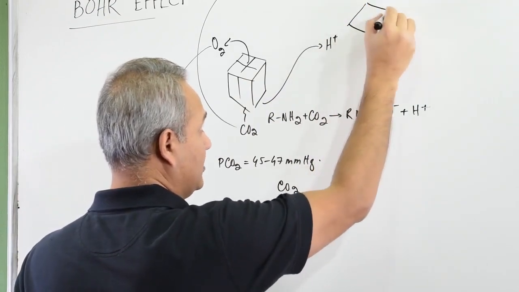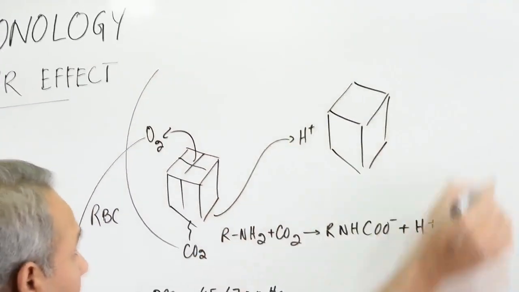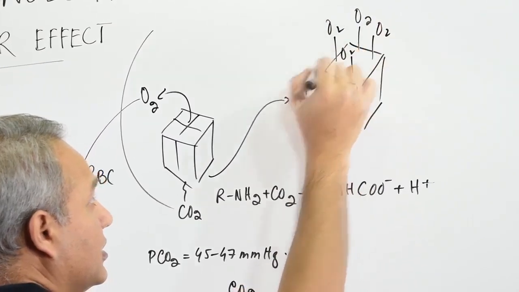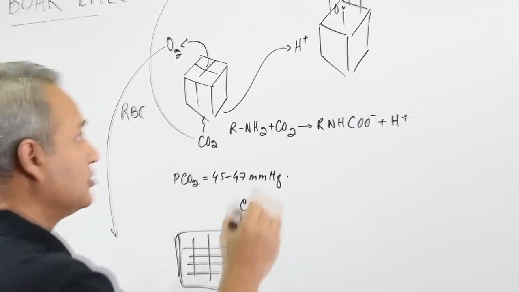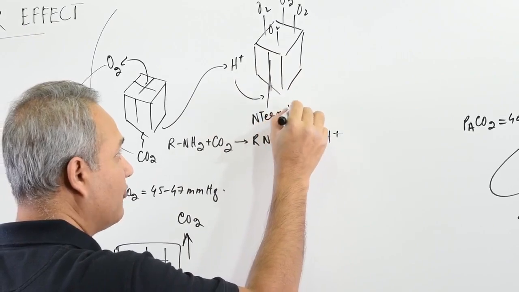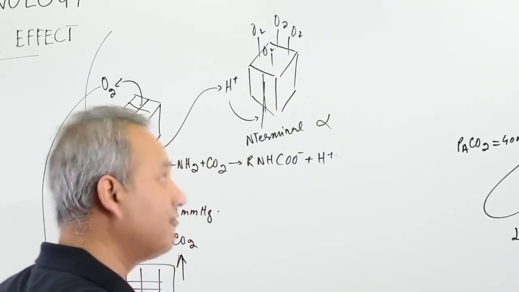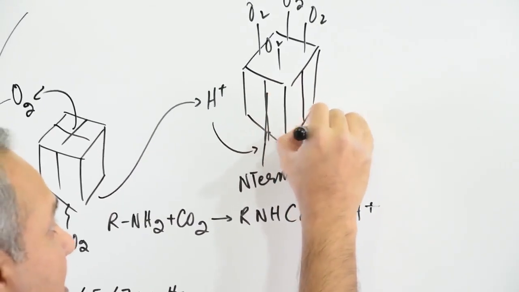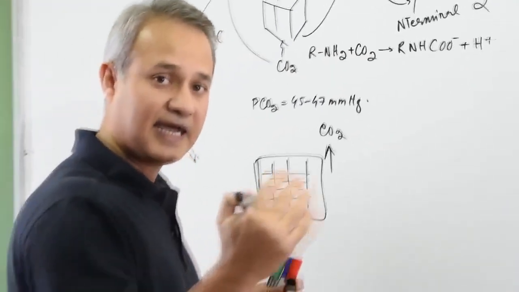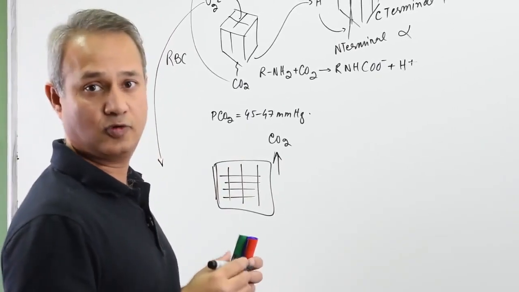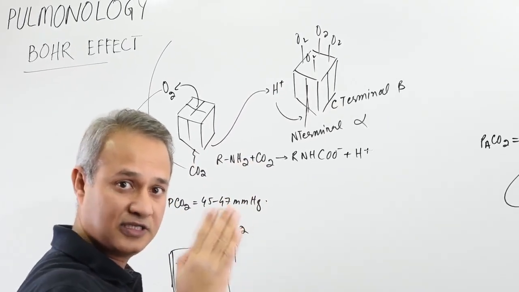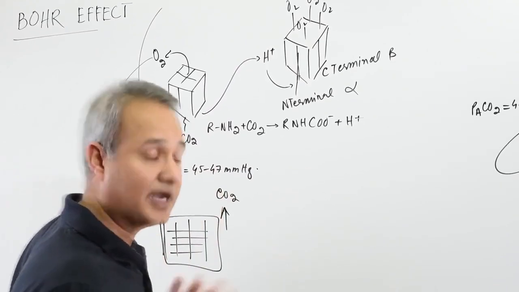So let's look at another hemoglobin here, one more molecule. We are still in the RBC. This also has some oxygen attached to it. Now when the hydrogen comes in, this hydrogen can attach to the N terminal of the alpha subchain, or the C terminal of the beta subchain. Essentially, this hydrogen attaches to the hemoglobin, and it also creates a conformational change. This is the reduction in pH. We know that pH reduction causes the oxygen dissociation curve to move to the right. So that is what's happening.